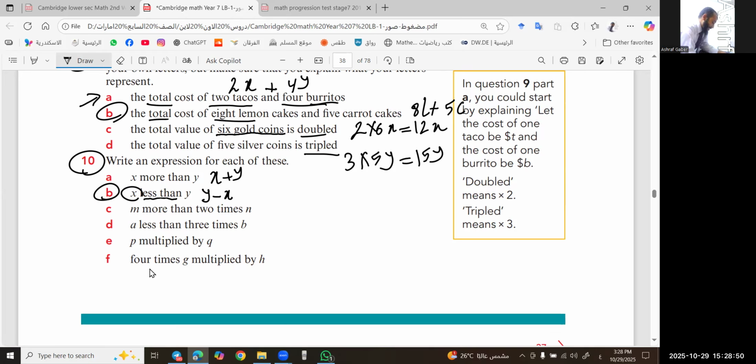Okay? In these exercises, which is C, m more than 2 times n. So m plus 2n. A less than 3 times b. We write 3b. We will start with the second. When I say less than, we change it. So 3b minus a. b multiplied by q, so bq, or b times q. 4 times g, but we write 4g. 4 times g multiplied by h times h, we can write 4gh. Okay?